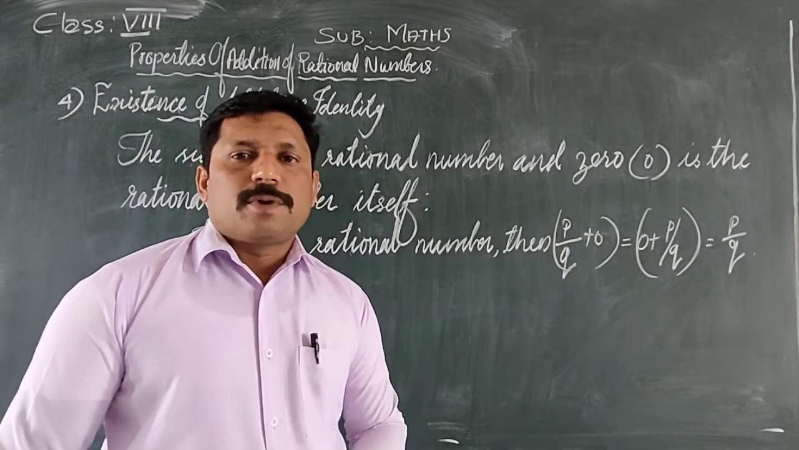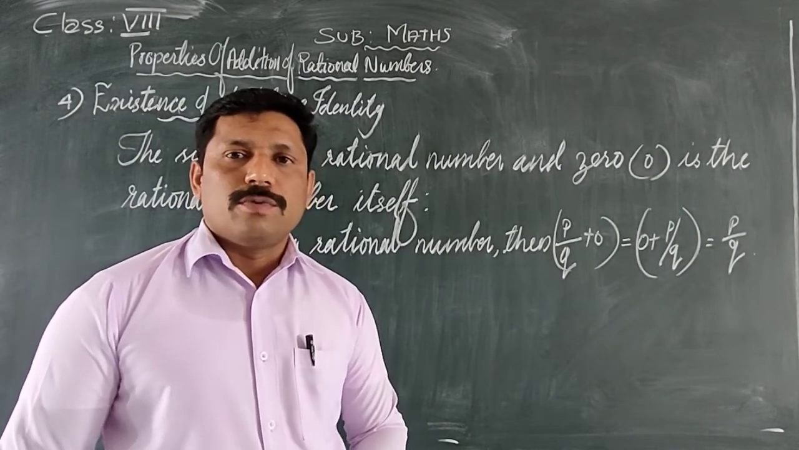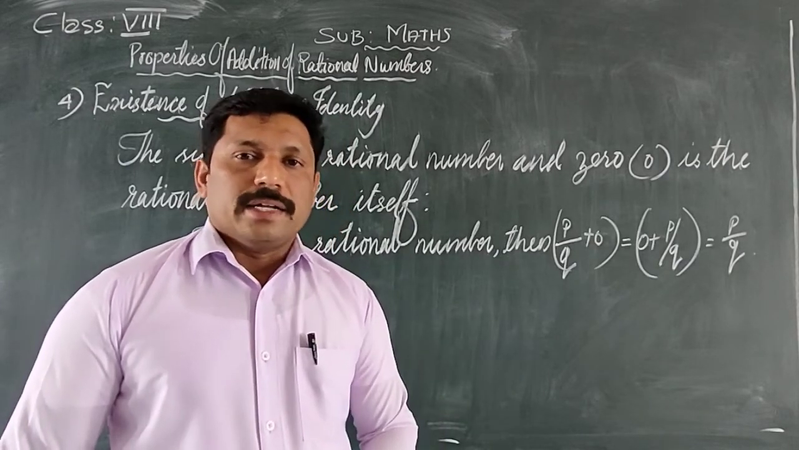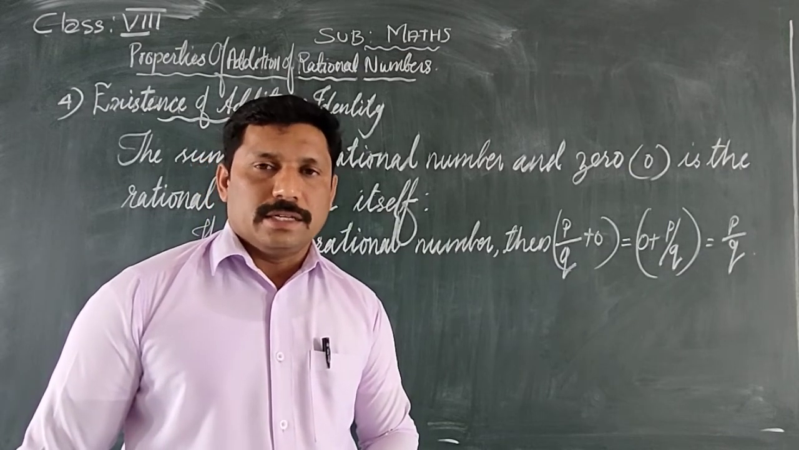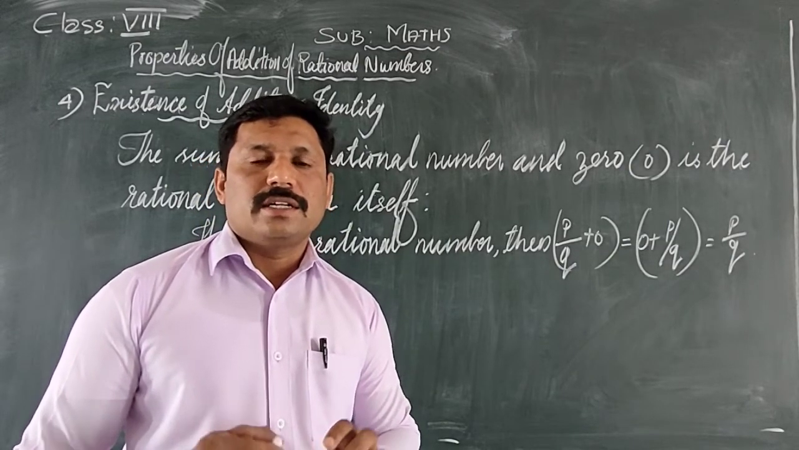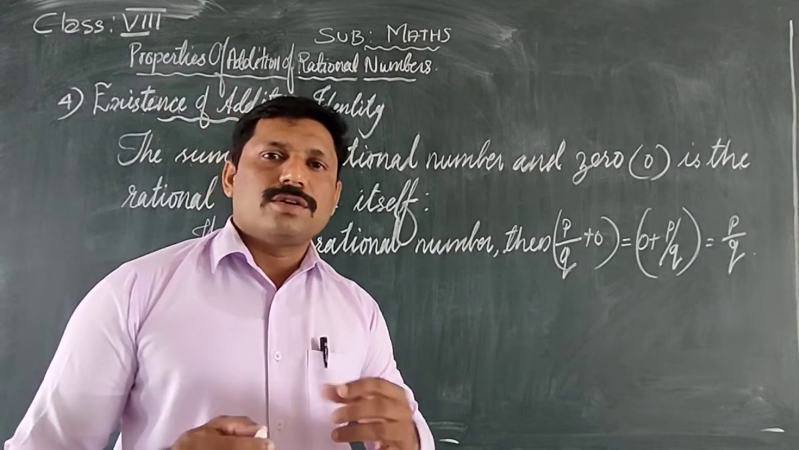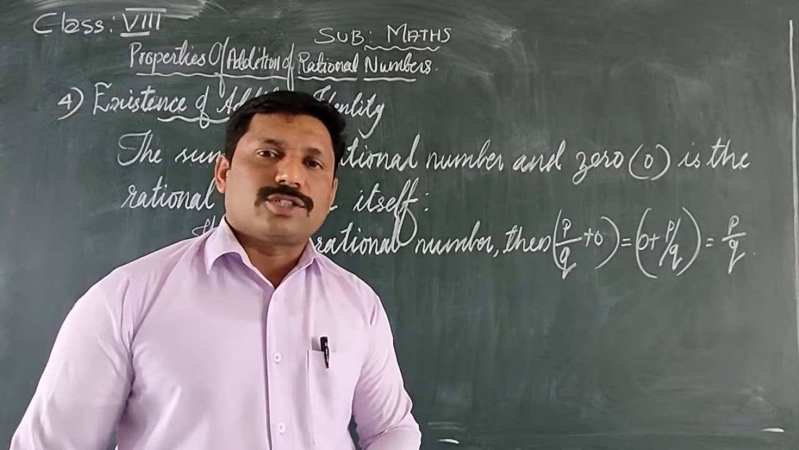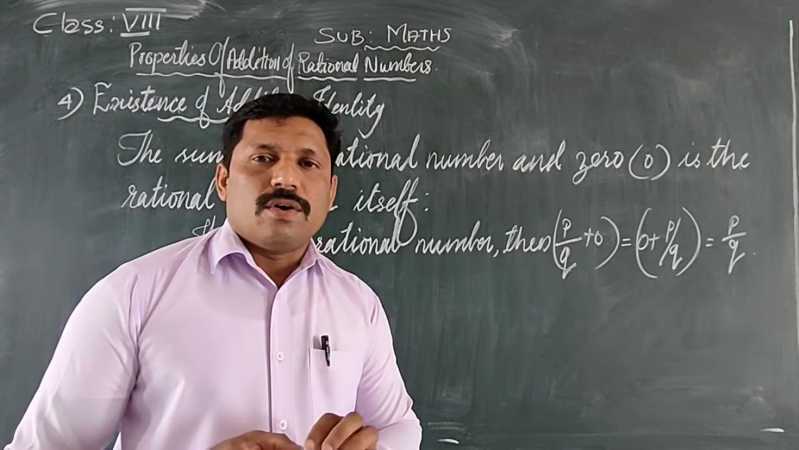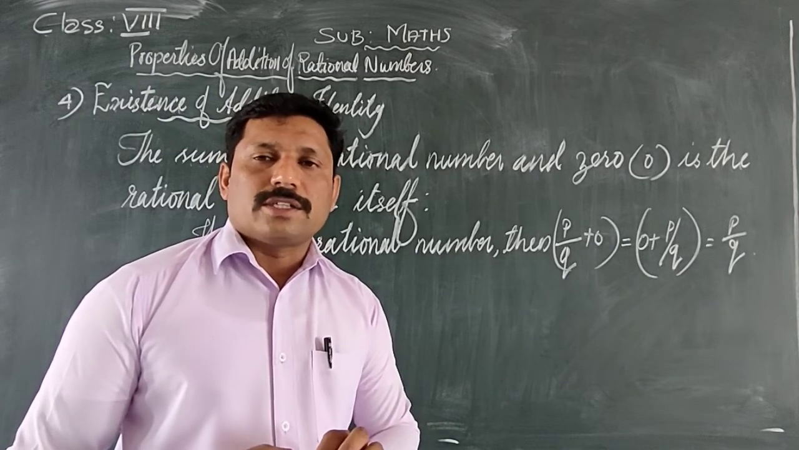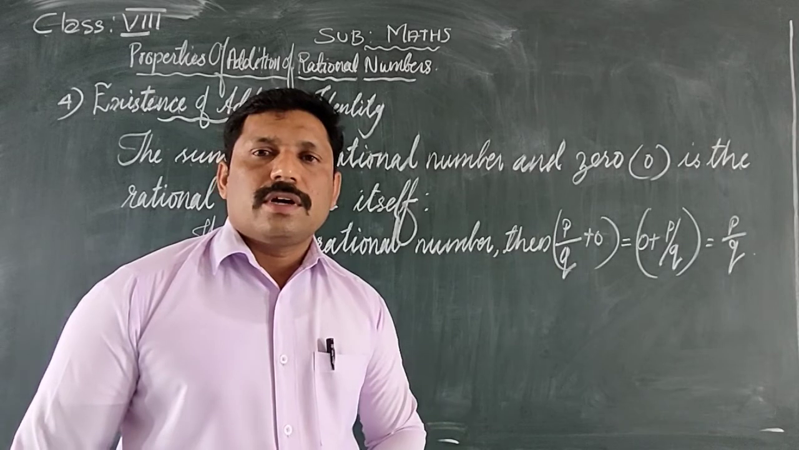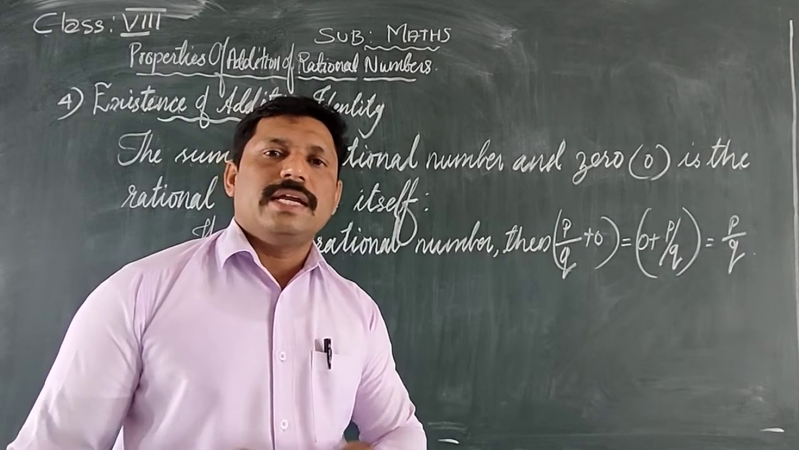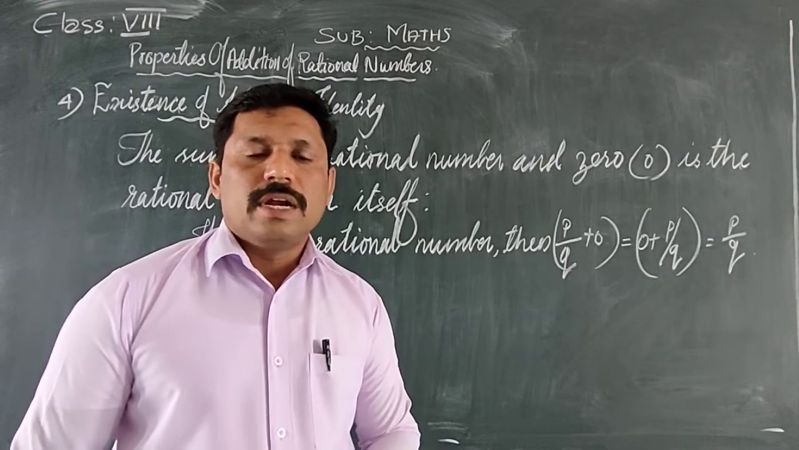Students, the next property, the fourth property of addition of rational numbers, is that there exists an additive identity. Existence of additive identity. What is identity? Identity means the status, the value. Existence of additive identity means if a number is added to any rational number, the identity or the value of that rational number will not change. Which number is that? You know that already, 0. If 0 is added to any number or any number is added to 0, its value will not change.